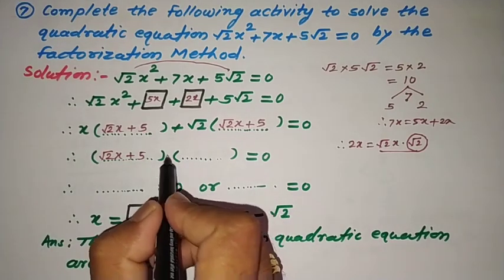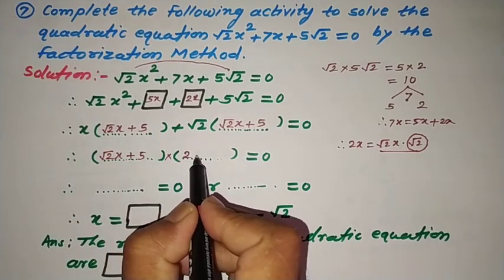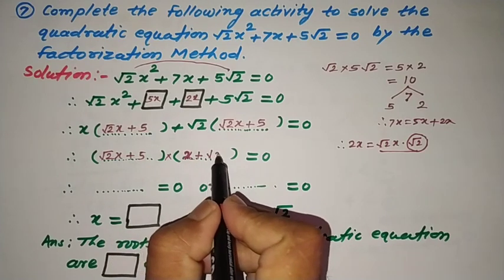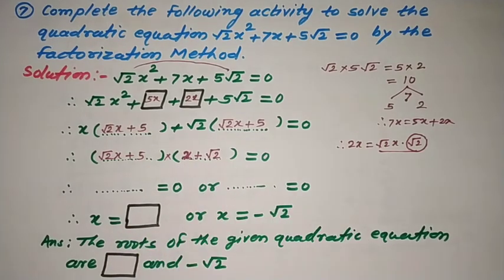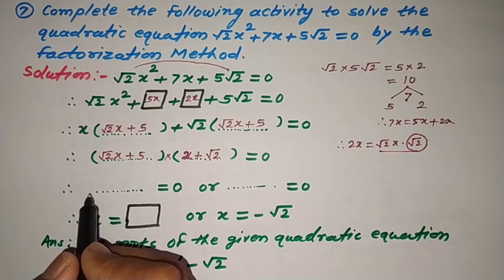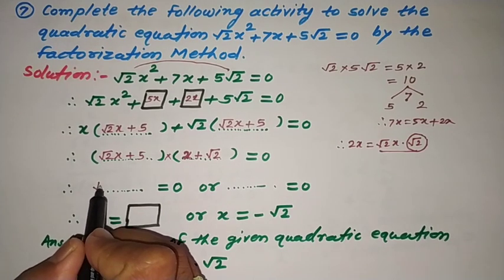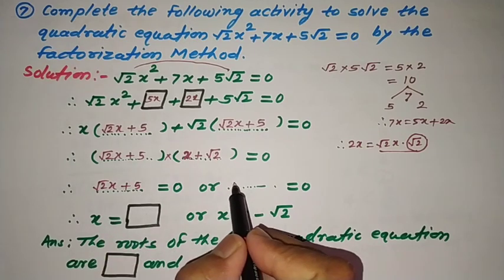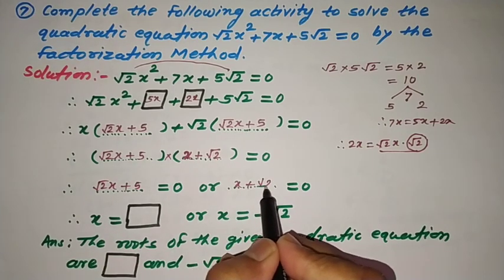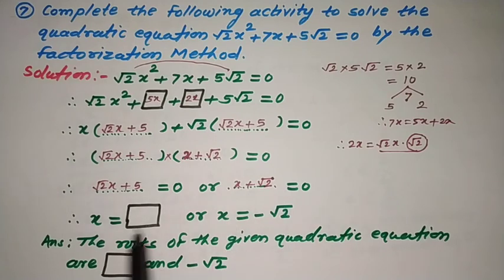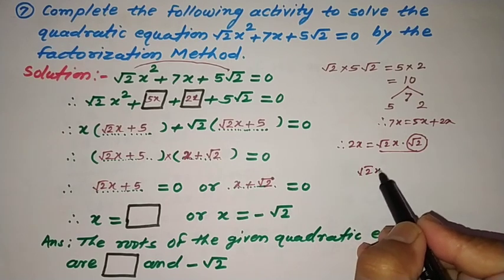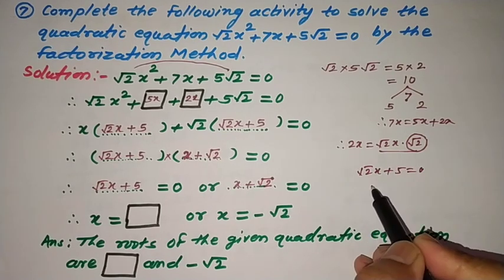The remaining part in the second bracket is x plus root 2. So root 2x plus 5 is equal to 0, and x plus root 2 is equal to 0. Find the value of x. Solve on rough page: root 2x plus 5 is equal to 0.